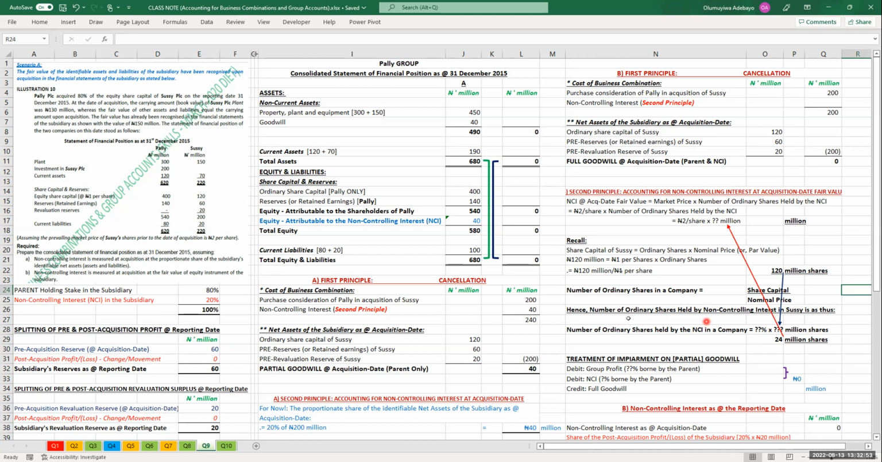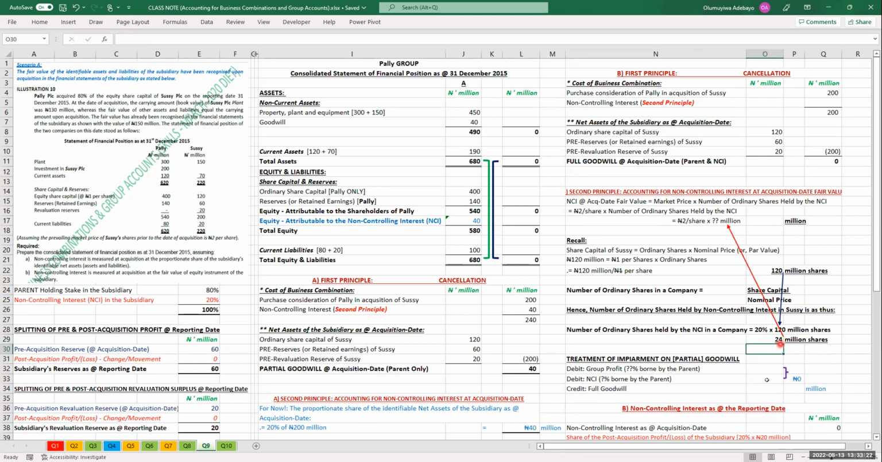Now, out of that 120 million shares, NCI has a stake of 20% in it. Therefore, I consider 20% of the 120 million shares. Remember, it looks as if nothing is happening, all because we are using 1 naira, and that is the nominal price. Remember, the price can be 50 kobo, can be 2 naira, can be 5 naira, as the case may be. Therefore, this gives us 24 million shares.